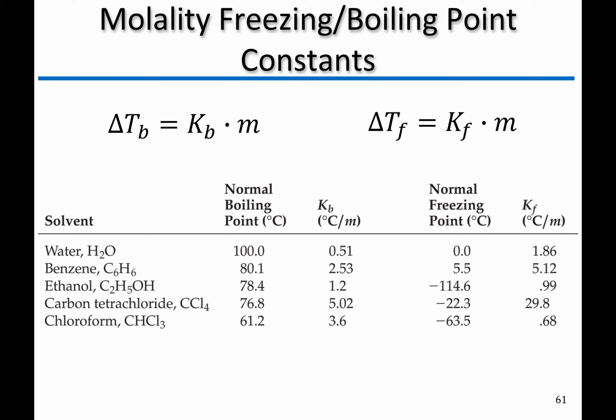So normal boiling point of water, 100 degrees C, we know that. K_B, 0.51. Normal freezing point is 0. And the K_F was 1.86. These constants will be given, or I'll ask you to calculate them. Most of the time they'll be given. So most of the time you'll actually be calculating little m. So you'll probably be determining the molality, and then from that you can do things like determine the molar mass and things like this.